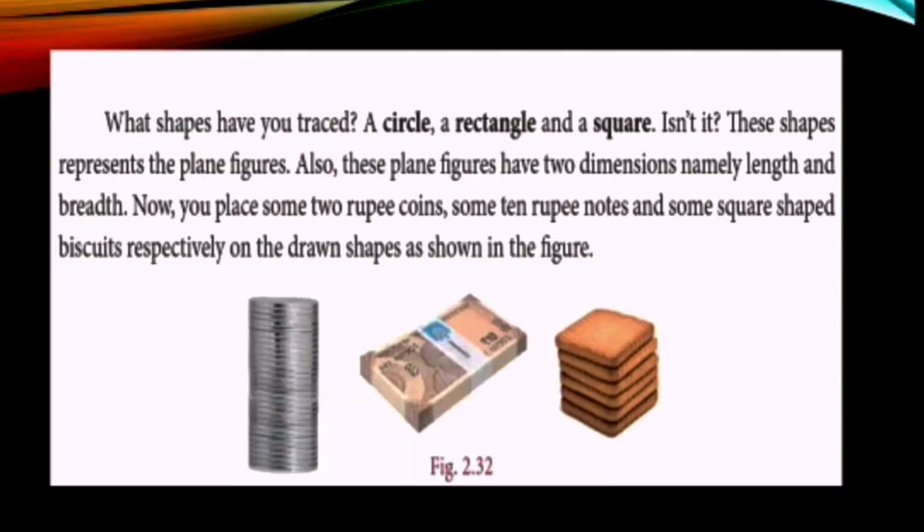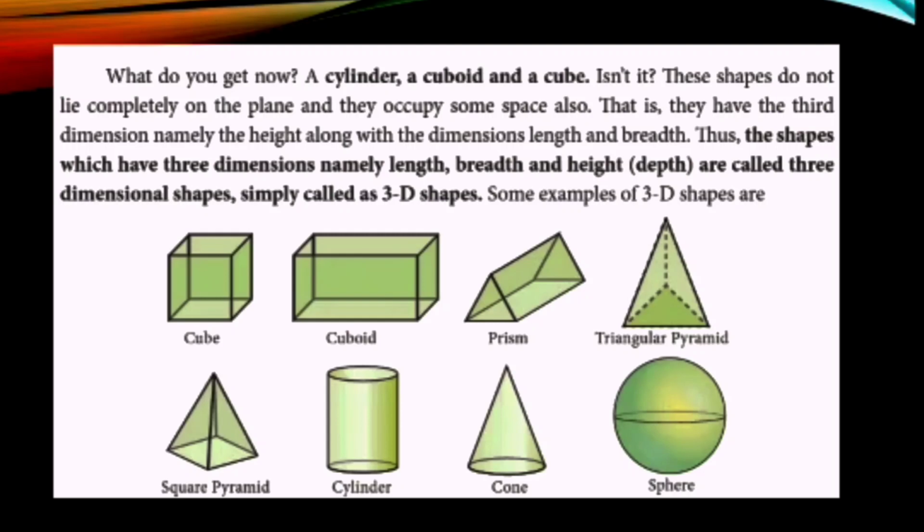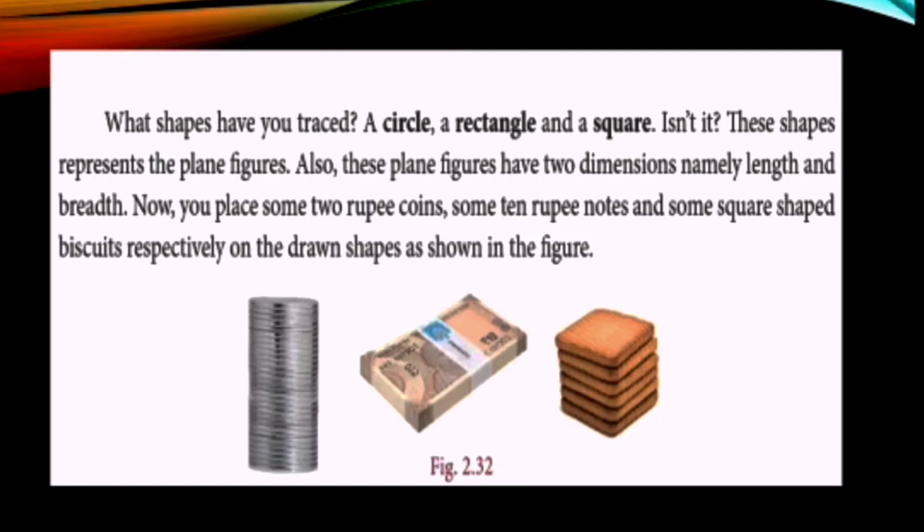Now you place some 2 rupee coins, some 10 rupee notes and some square shaped biscuits, as represented in this picture. Likewise, we arrange some 2 rupee coins like this, some 10 rupee notes like this and some square shaped biscuits like this. So what shapes are we getting? The coins represent a cylinder shape. The rupee note represents a cuboid shape and the biscuits represent a cube shape.